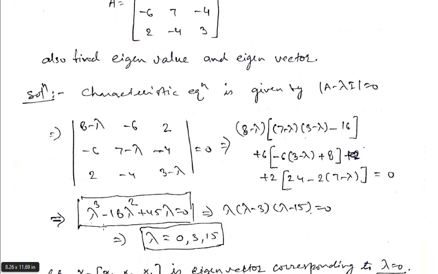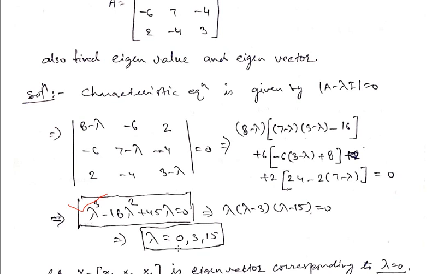So we get lambda cube minus 18 lambda square plus 45 lambda equals 0. Or we can factorize it. Its factors are lambda, lambda minus 3 and lambda minus 15 equals 0. So from here we get the values of lambda, which are 0, 3 and 5. These are the eigenvalues, and this equation is known as the characteristic equation. Lambda cube minus 18 lambda square plus 45 lambda equals 0 is the characteristic equation, and these are the characteristic roots or eigenvalues.